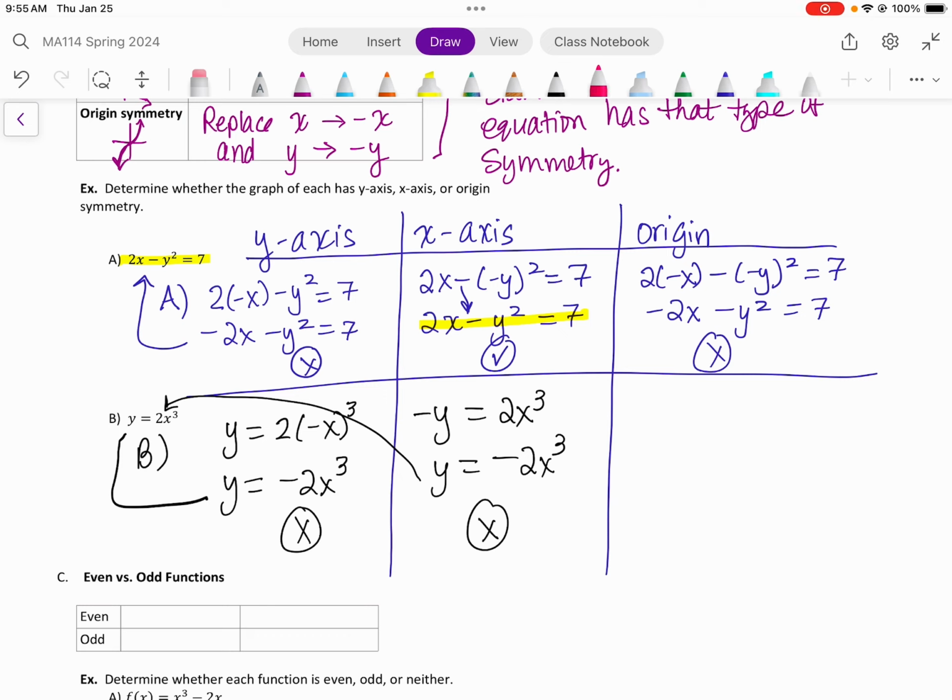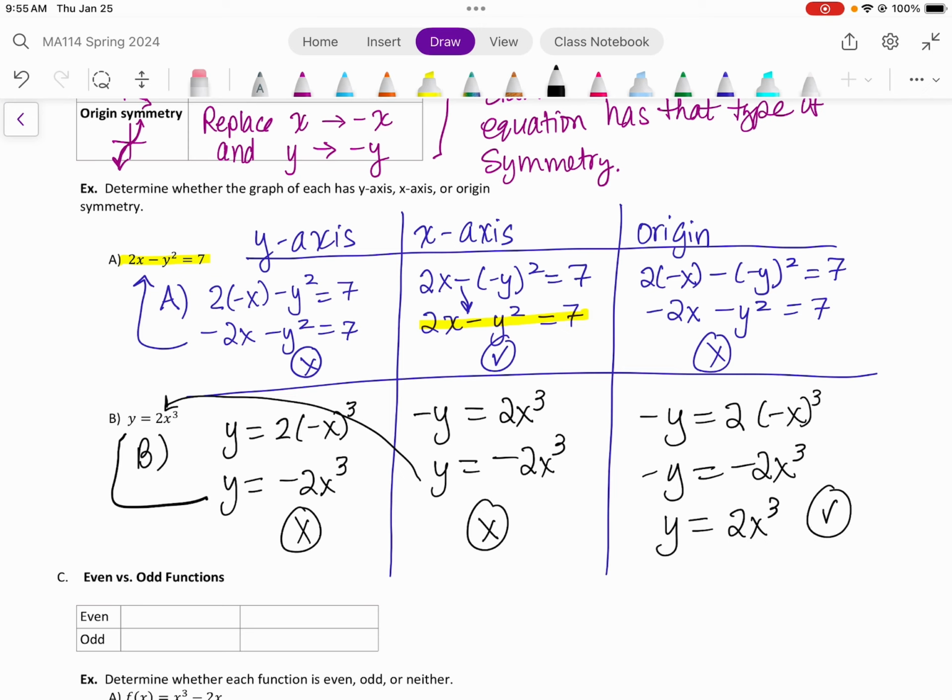But let's do them together at the same time. So we'll have negative y equals 2 times negative x to the third. Negative y equals negative 2x to the third. I can divide both sides by -1, and I end up with this right here, which is exactly what we started with. So this equation has origin symmetry.